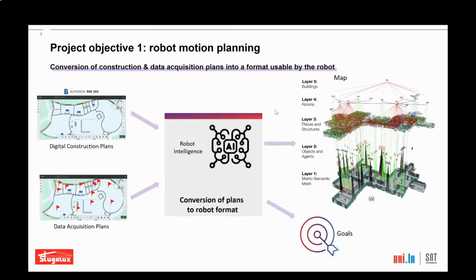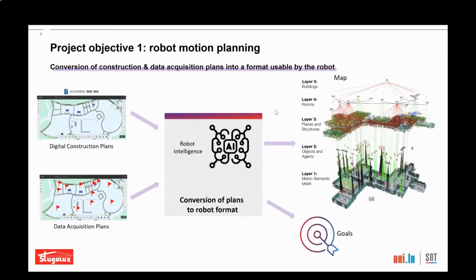And as you can see here, this is a bit like the model, like the map that the robot would then have inside. It consists of different layers, where on the lowest layer you have the real metric semantic mesh. That means a real map of the environment. Here it's really nice, because we already have a digital construction plan that we can reuse. Very often in robotics we don't have that. We have a totally unknown environment.